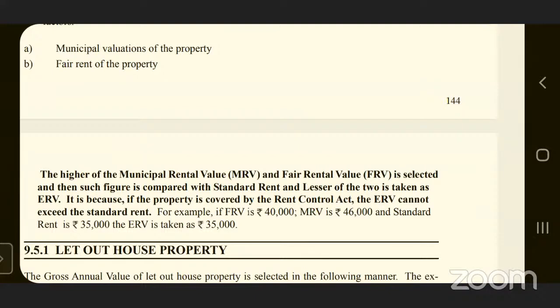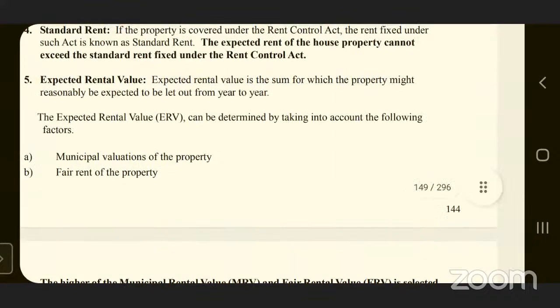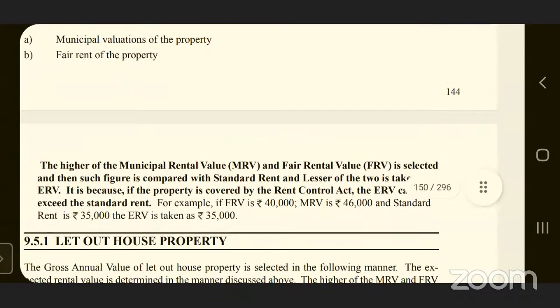rent. Okay, so the standard rent topic arises only in the case of a building under the control of the Rent Control Act. Means we have to identify the location of the house. If it is not included in those four metropolitan cities, then there is no need of comparing the standard rent or thinking about the aspect of standard rent. So if the standard rent matter arises, then only we should compare this expected rental value with the standard rent.